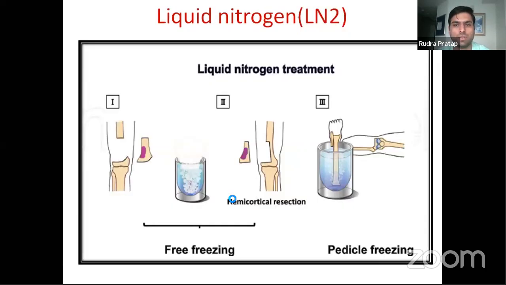The other option that we use for sterilization of the tumor bone is by the help of liquid nitrogen. It can be done by two techniques. First is a free freezing method and second is a pedicle method. We will have a look at both of them individually.